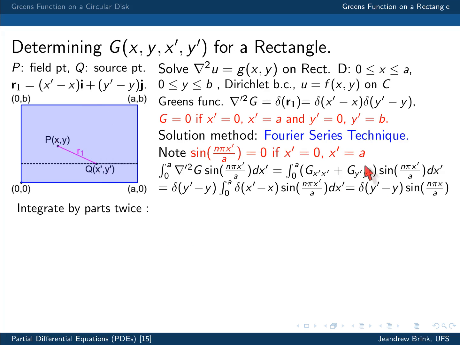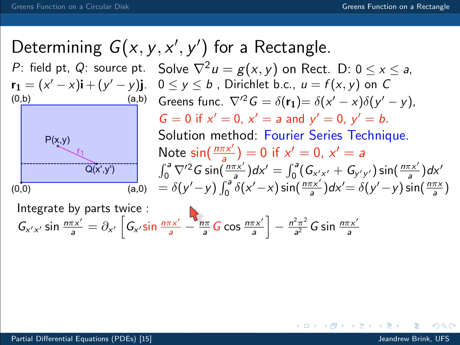Now we're going to go back and we're going to look at this expression. We're going to look again at the left-hand side. And the first thing we're going to do is take this first term and try and simplify it somewhat by integrating by parts twice. Okay, so what we're now going to do is basically take this g_x'x' sine n pi x over a, and integrate by parts.